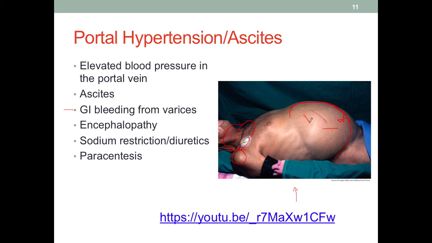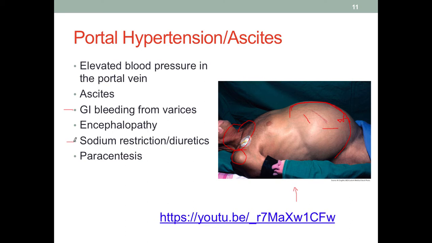Many people with ascites have hepatic encephalopathy, which causes neurological damage. And for those with this condition, sodium restriction is often indicated, and very often they will be given diuretics to help the body dispose of extra fluid that's been accumulated.